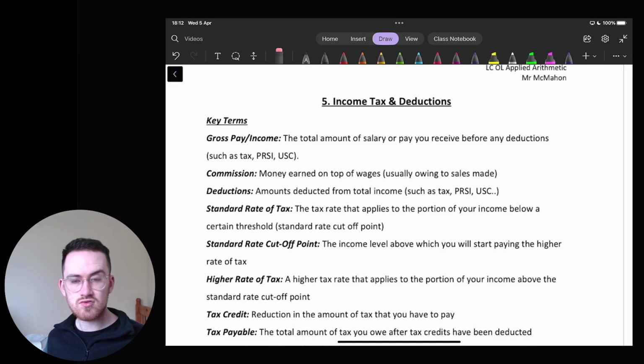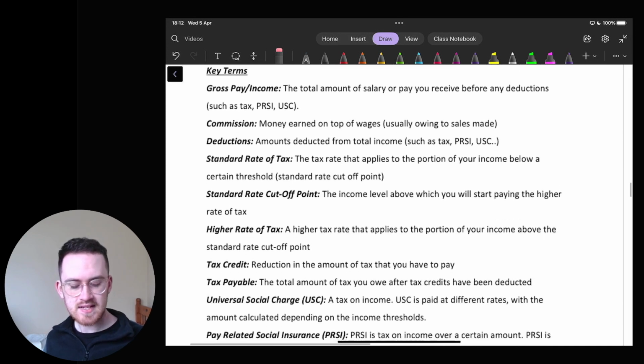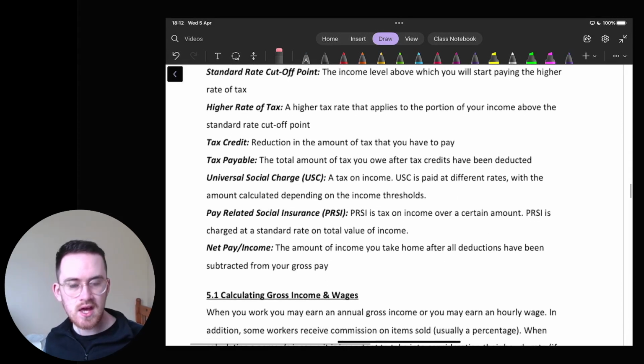Tax credit is a reduction in the amount of tax we have to pay. So we work out the tax we pay and we take away any tax credits that we might have. Tax payable obviously is the amount of tax I pay. USC, PRSI, these are examples of types of deductions that we'll have to take away from a person's income.